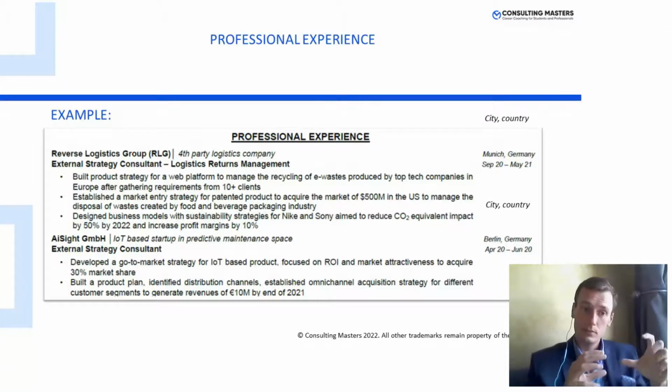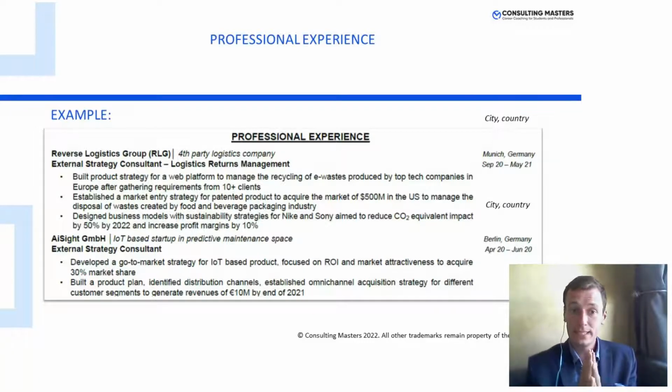Then bullet point number 3: designed business models with sustainability strategies for Nike and Sony, aimed to reduce CO2 equivalent impact by 50% by 2022 and increase profit margins by 10%. It's a really great example because of designed business models, so again the verb in the past indefinite tense. Aimed to reduce CO2 equivalent impact by 50% by 2022 is a very quantifiable impact, again backed up by facts, figures, numbers, percentages. And increase profit margins by 10%.